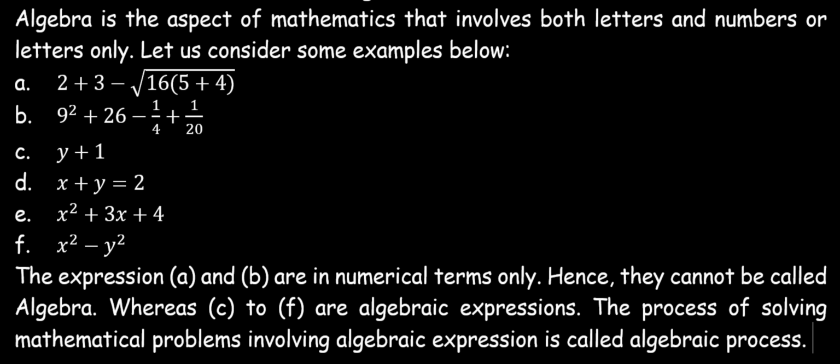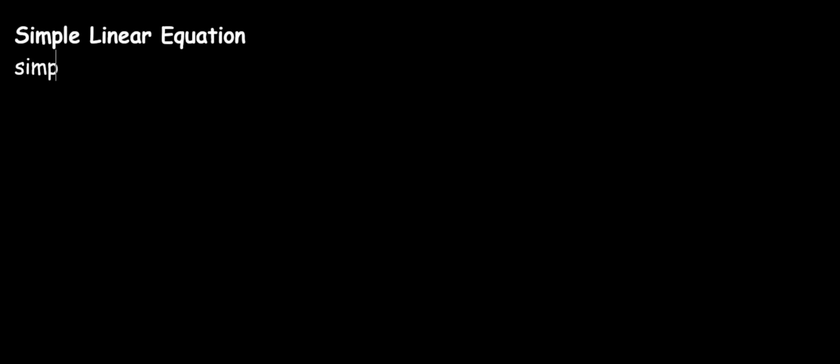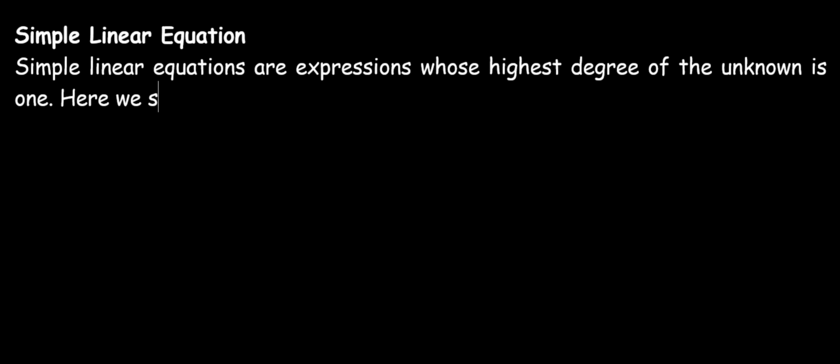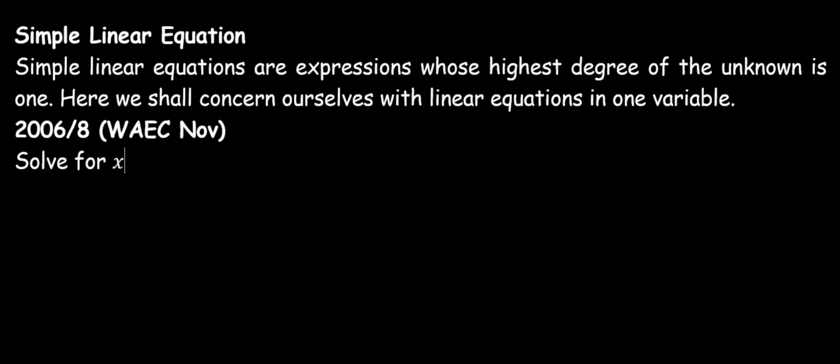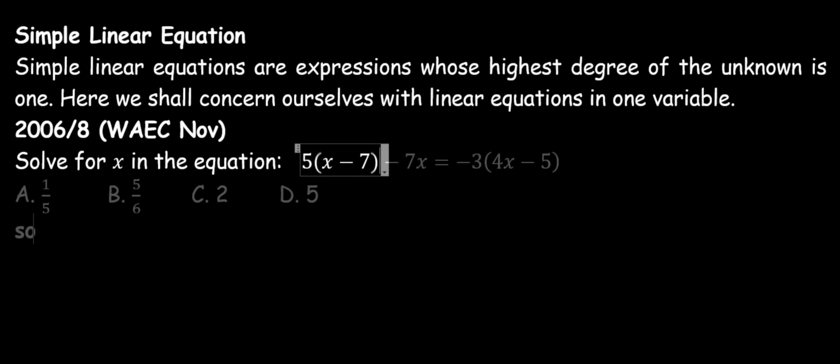Now let's start with a simple linear equation. Simple linear equations are expressions whose highest degree of unknown is 1. Here, we shall concern ourselves with linear equations in one variable. Example: solve for s in the equation 5 into bracket open s minus 7 bracket close minus 7s equals minus 3 into bracket open 4s minus 5 bracket close. The options are given. Solution.